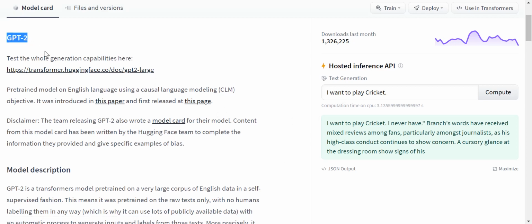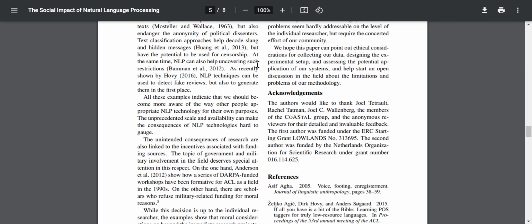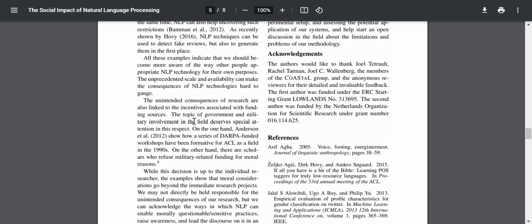We already have GPT-3 and GPT-4 is also in the works, I've heard. So you can see that our models are improving at a very fast pace now, and you can of course generate fake reviews with it. All you need to do is fine tune it. All these examples indicate that we should become more aware of the way other people approach NLP technology for their own purposes.